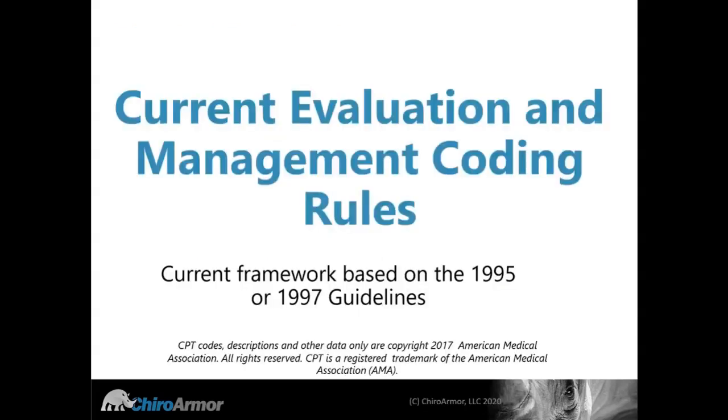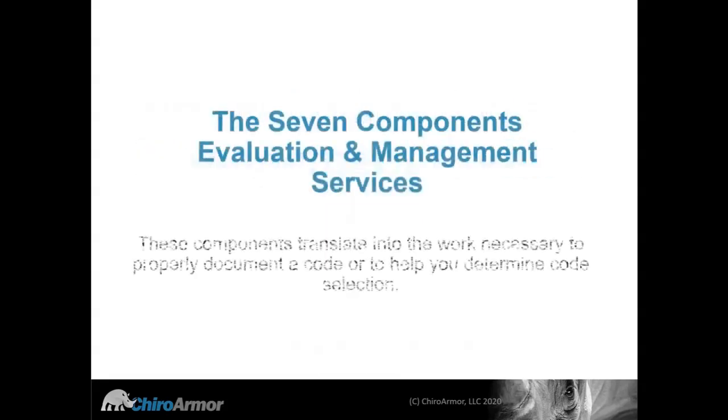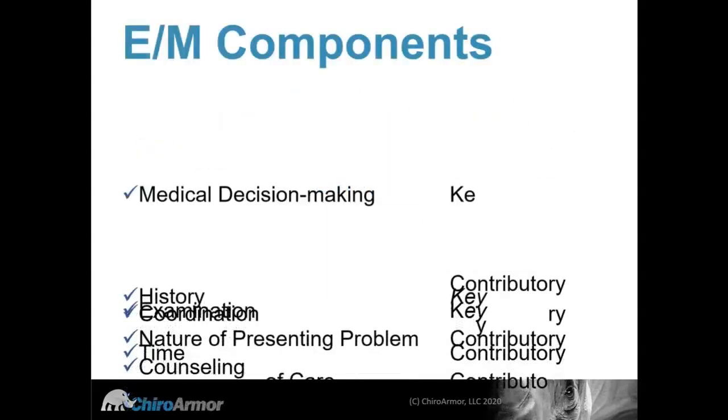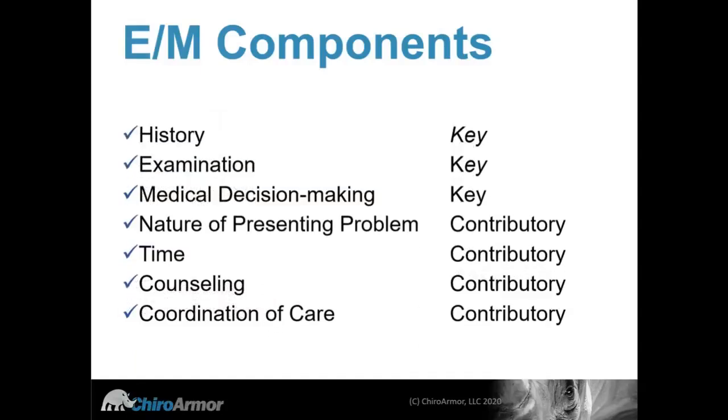And so our current system of evaluation and management coding has been built on the 1995 or 1997 guidelines. And of course, there are 7 different components to that system, the way that we've been doing it. And as we can see, the history, exam, and medical decision making have been key components. Contributory to that up to this point has been the nature of the problem, time, counseling, and coordination of care.